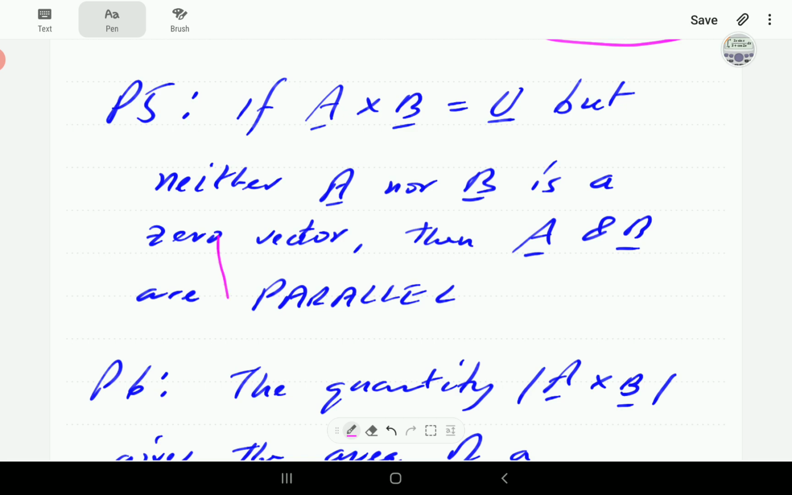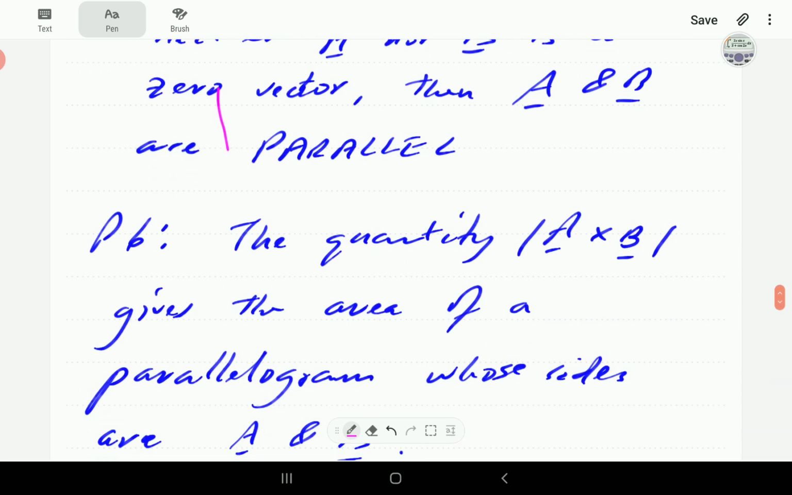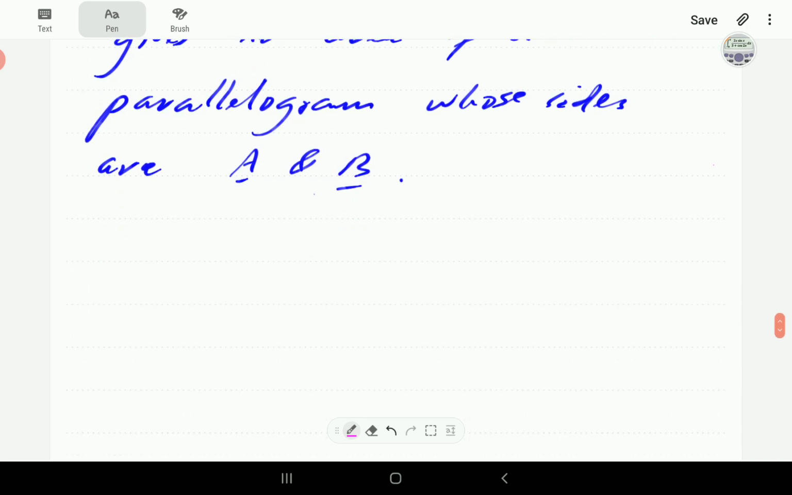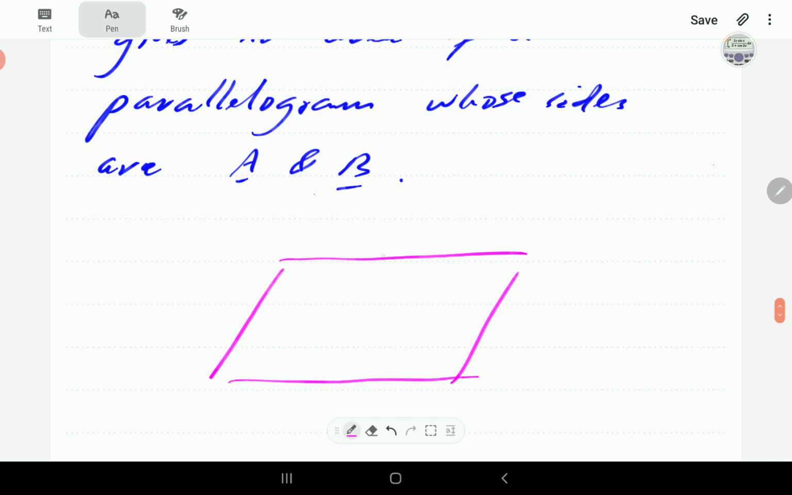The last property here, the magnitude of A cross B gives us the area of a parallelogram whose two sides are A and B. So if we've got a parallelogram here, so that's parallel to that, that is parallel to that.